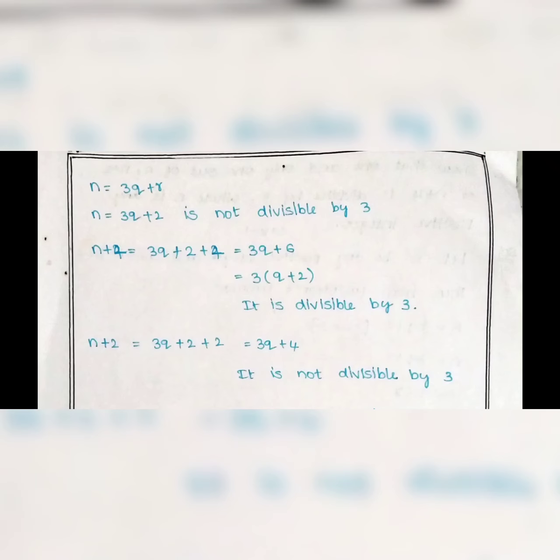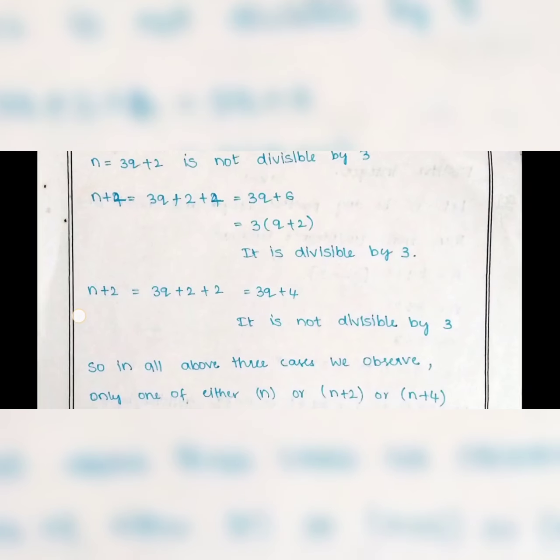Here in the third case, we are taking r equals 2. We have only three possible remainders, 0, 1, 2. So 0 completed, 1 completed, and now we are getting into 2. n equals 3q plus r, that means n equals 3q plus 2. It is not divisible by 3. In place of n, if we substitute 3q plus 2 plus 4, we get 3 of q plus 2. It will be divisible by 3. If we check n plus 2, 3q plus 2 plus 2, 3q plus 4, it is not divisible by 3.